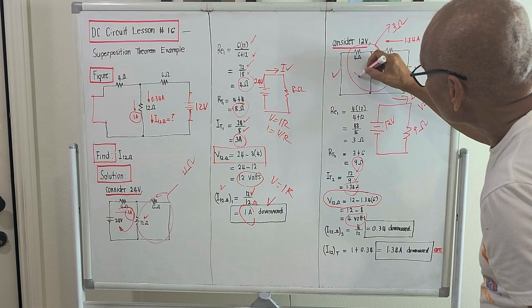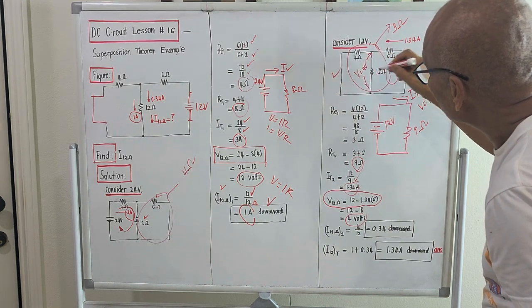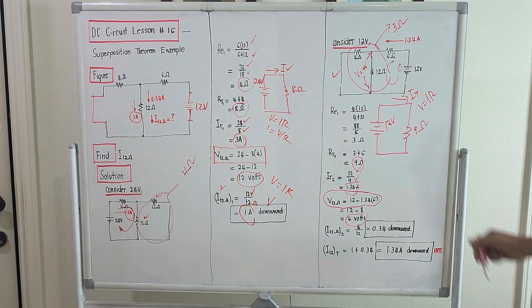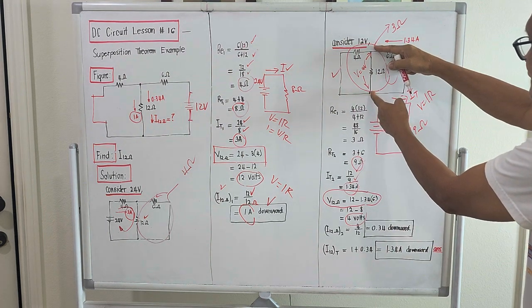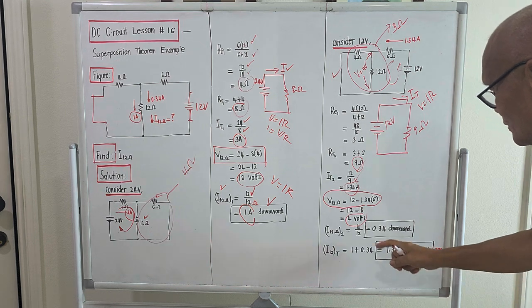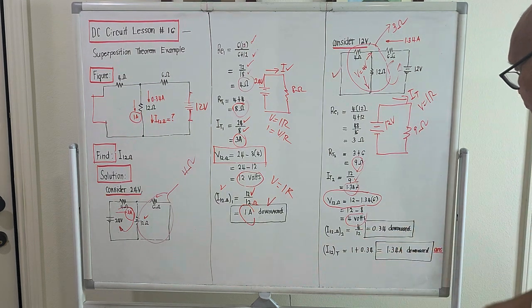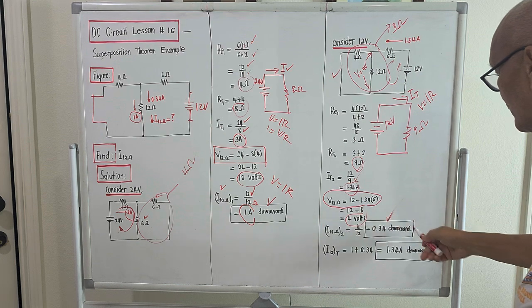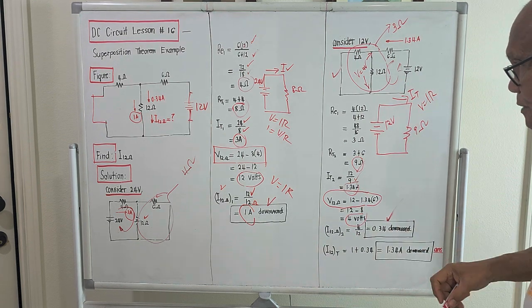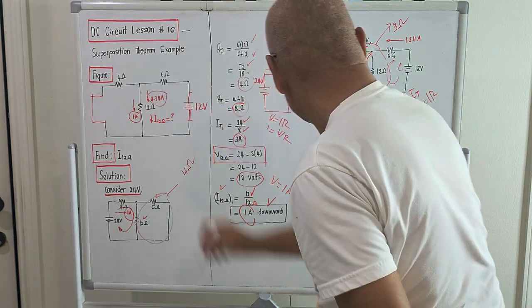The voltage across this will be equal to 4 volts. Right? So if we know the voltage, we know the resistance, we compute for the current. So this will be the ratio 4 over 12, and that's 1/3 or 0.34 amperes. The direction is still downward.